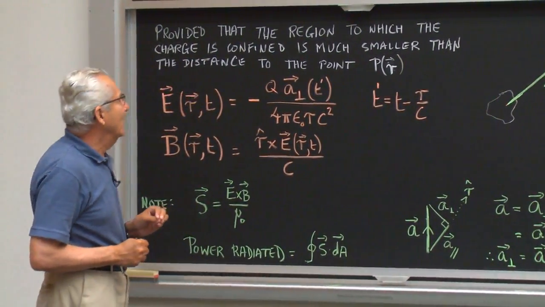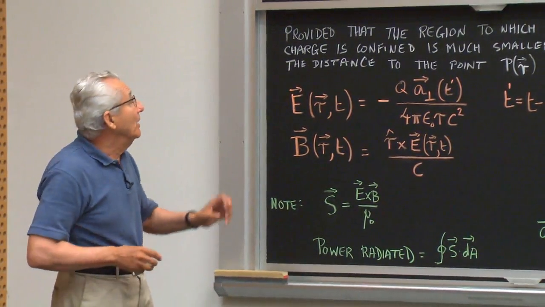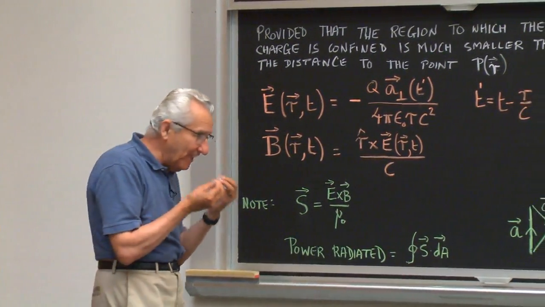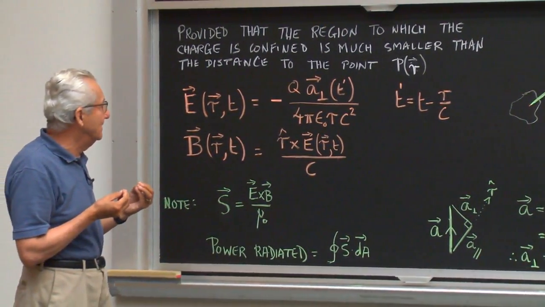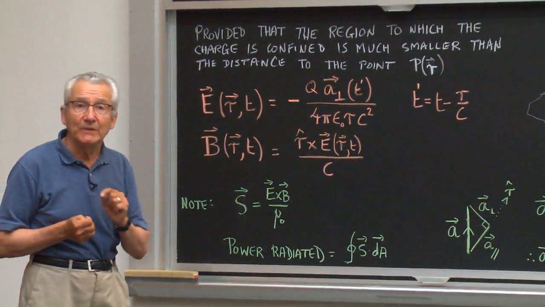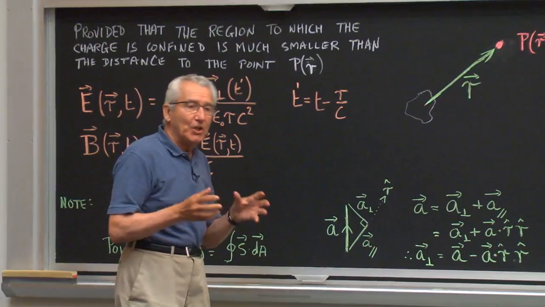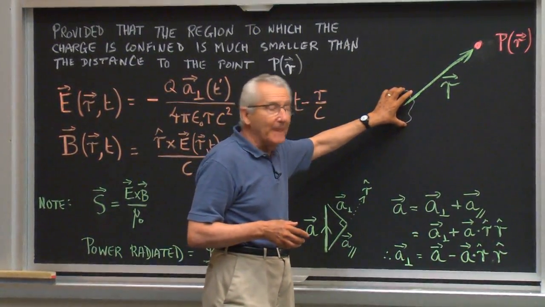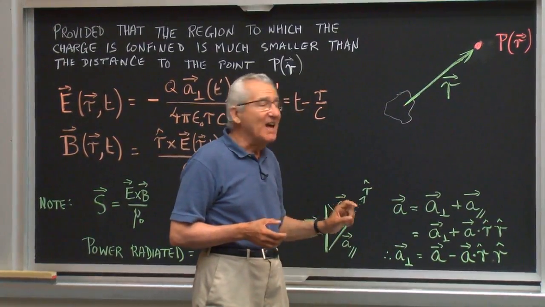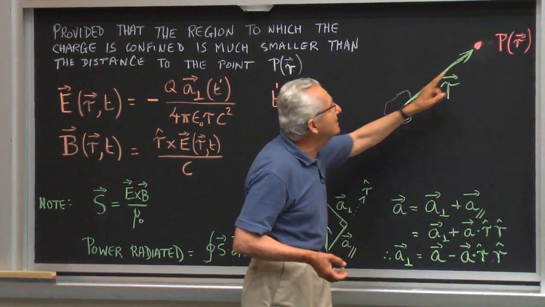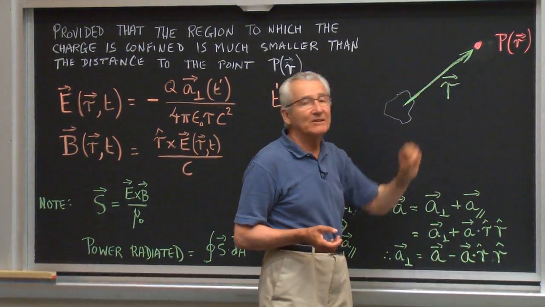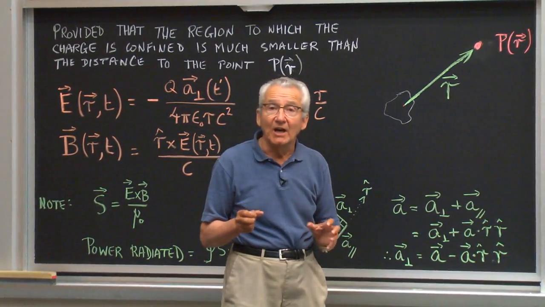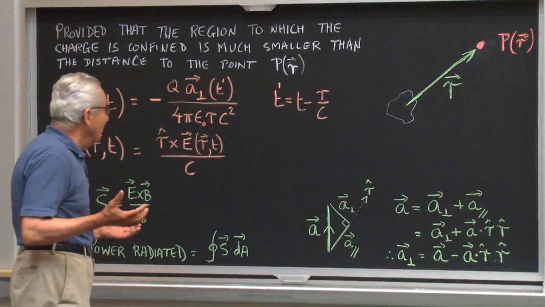But it turns out that under certain conditions, this problem is not so hard, and yet it contains all the physics and gives you all the insights you need. And that is the following situation. If you have the charge moving in a confined region, whose dimensions are much smaller than the distance at which you are interested to calculate the electric and magnetic fields, suddenly this problem does not become hard, or in fact not hard at all, relatively speaking.